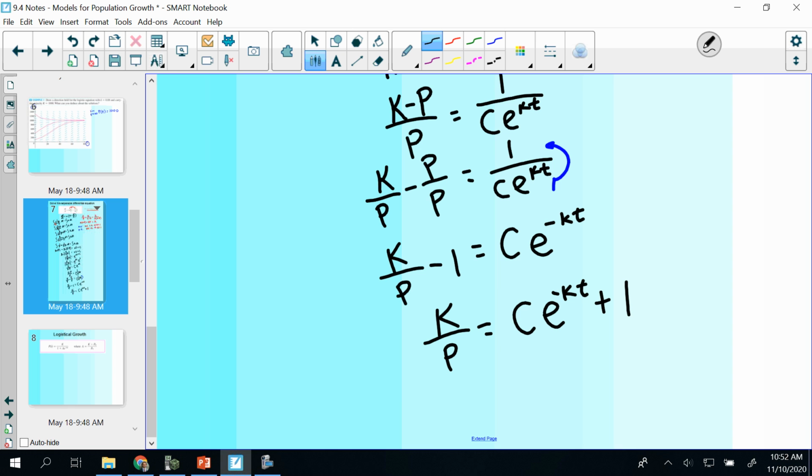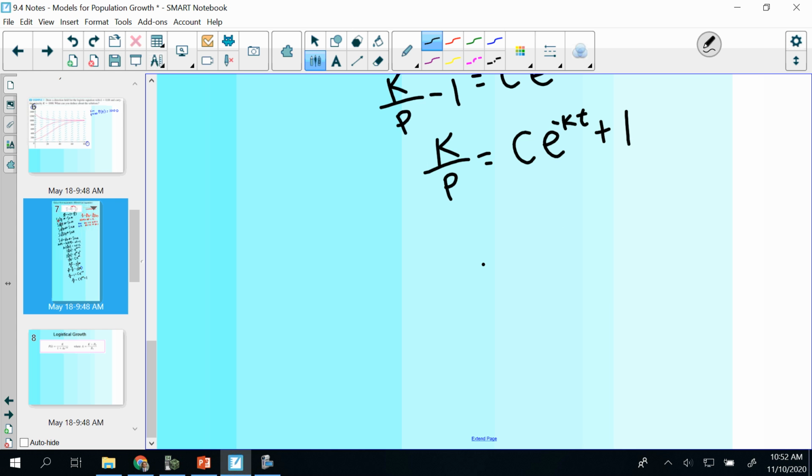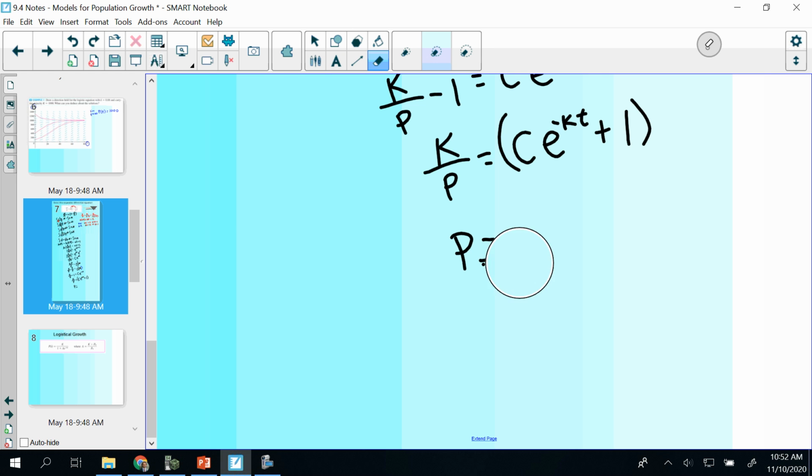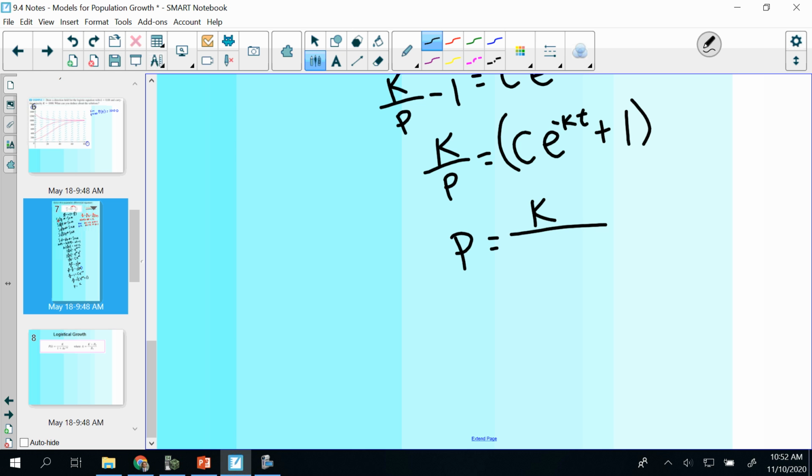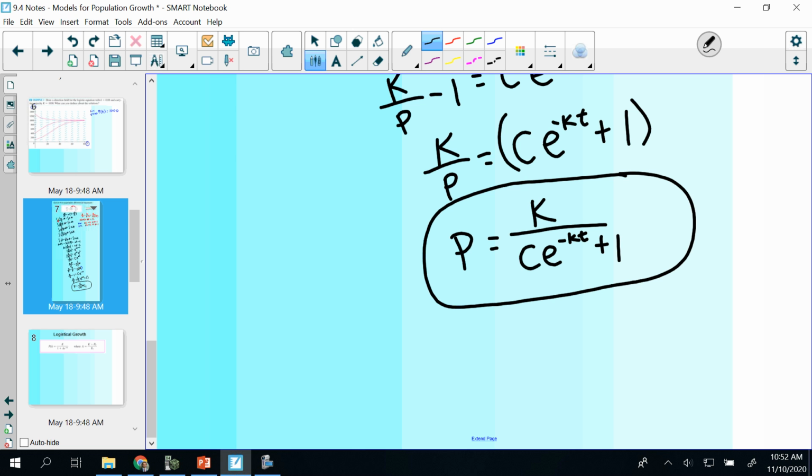And then we want to solve for p. So I'm going to times by p and then divide by all this. So if I times by p and divide by all that, now I've solved for p. Or I could just think of it as taking the inverse or the reciprocal of both sides. So we end up getting that p would be equal to capital K over c e to the negative kt plus 1. And that right there ends up being the population function for logistical growth.